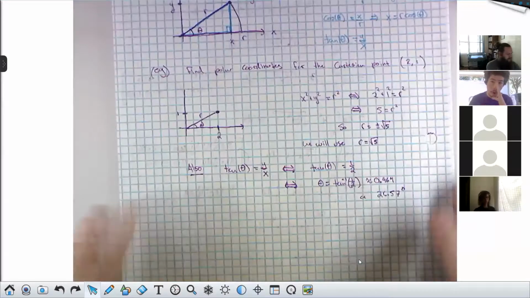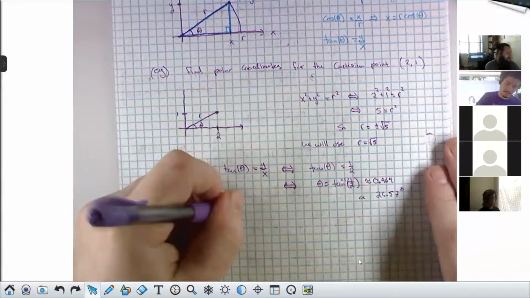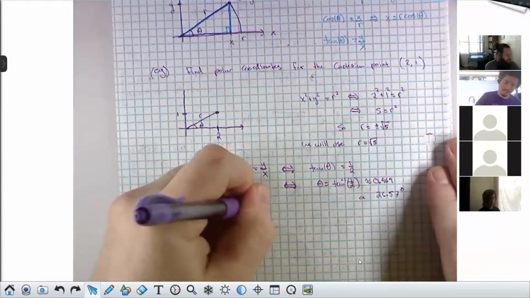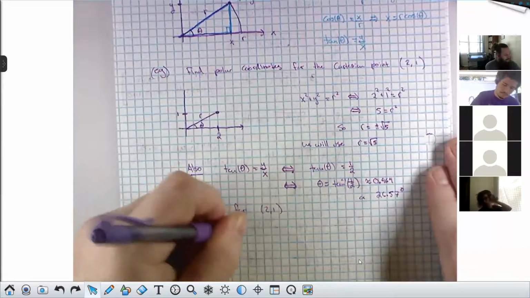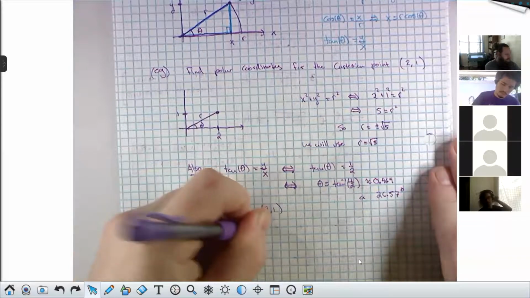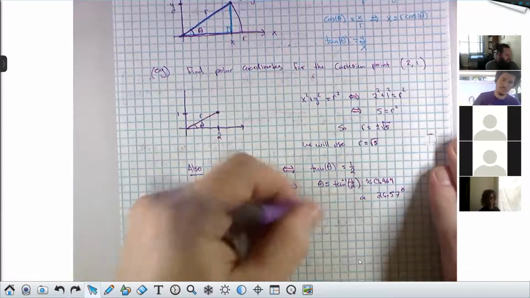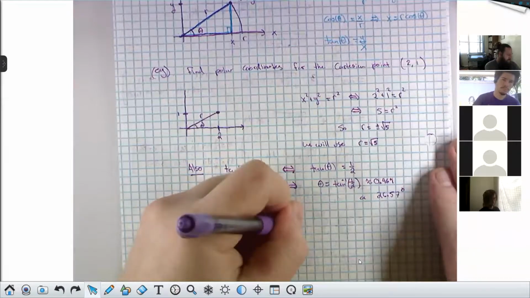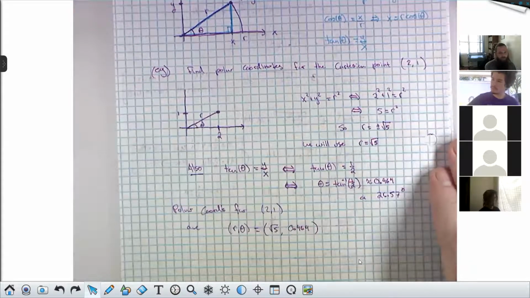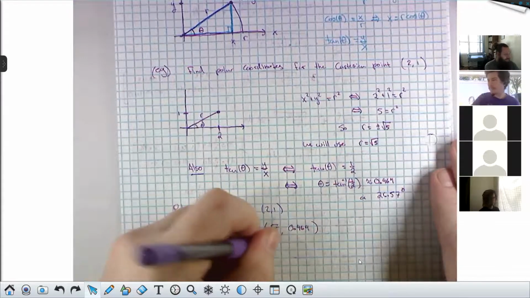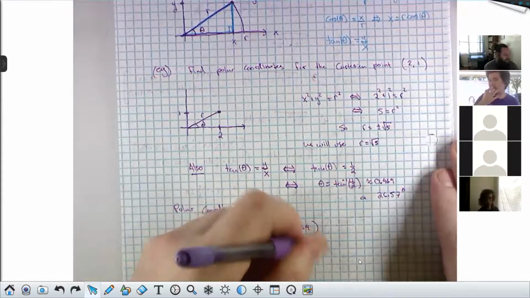So the polar coordinates for the Cartesian point 2, 1 are, I'll write it as r comma theta equals, my radius is the square root of 5, and my angle is 0.464 radians. Or we could just call this the square root of 5 comma the inverse tangent of 1/2.